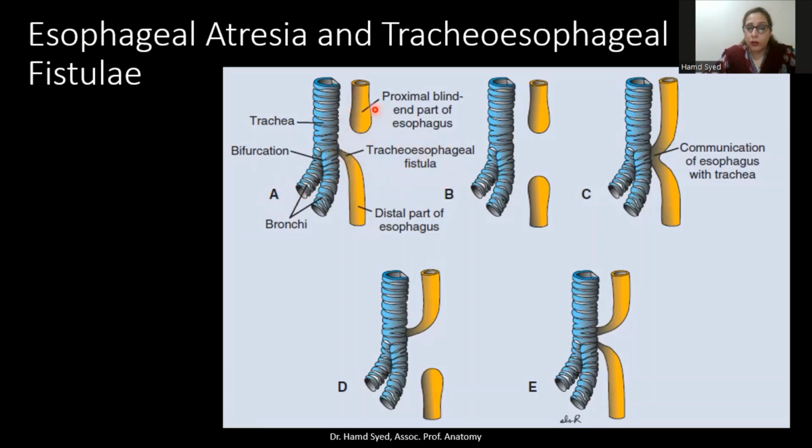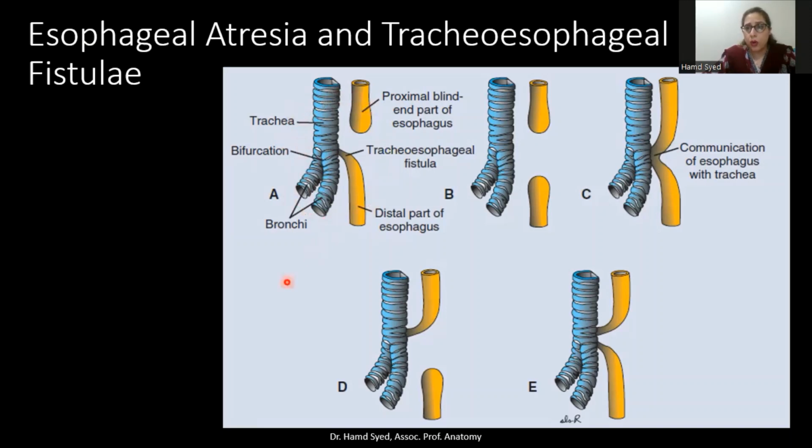Whereas the upper part of the esophagus is not in communication with the distal part of the esophagus, but is ending as a blind pouch. So this is esophageal atresia. In more than 90% of cases, this is the presentation. This is the type of fistula which is going to form.